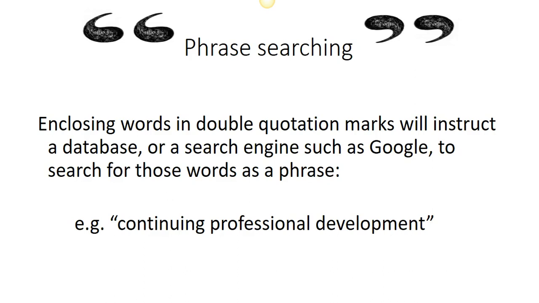One of the tricks that we use in searching is a thing called phrase searching. And this is when you put two or more words into double quotation marks, and it has to be double. And this is an instruction to a database and indeed to Google to search for those words together in that order as a phrase. Now, this sometimes helps and sometimes it doesn't. Searching for information is all a process of experimentation. You've got to try things out and work out what is bringing you back the most appropriate set of results.